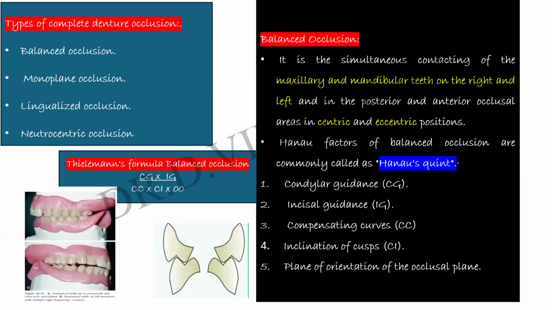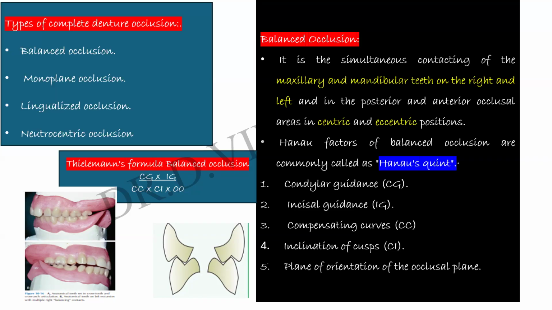And the types of complete denture occlusion are balanced occlusion, monoplane occlusion, lingualized occlusion, and neutrocentric occlusion. And Thielemann's formula for balanced occlusion is condylar guidance crossing incisal guidance by compensating curves and occlusal planes, and also the incisal curve relations, and it is the condylar inclination that dictates all these factors.